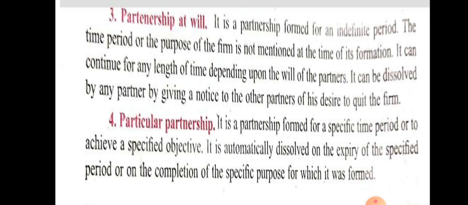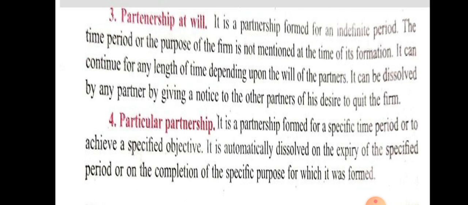Number 3, partnership at will. A partnership formed for an indefinite period. The time period or purpose of the firm is not mentioned at the time of formation. It can continue for any length of time depending upon the will of the partners. It can be dissolved by any partner by giving notice to the other partners of his desire to quit the firm. So partnership at will is for an indefinite period, and the time is not mentioned.